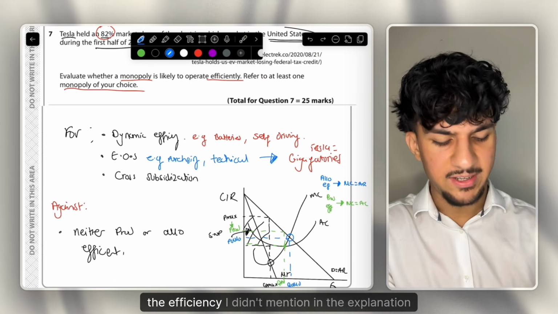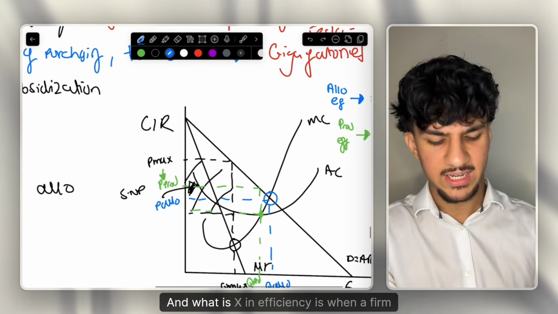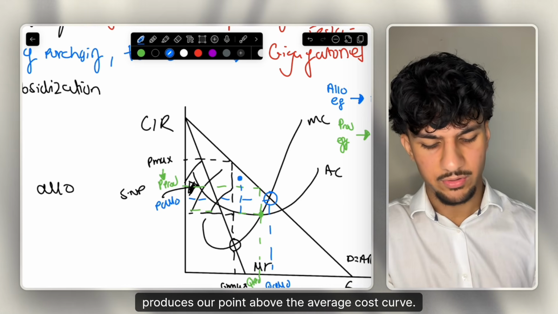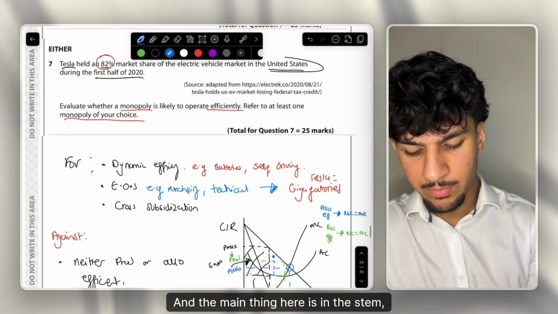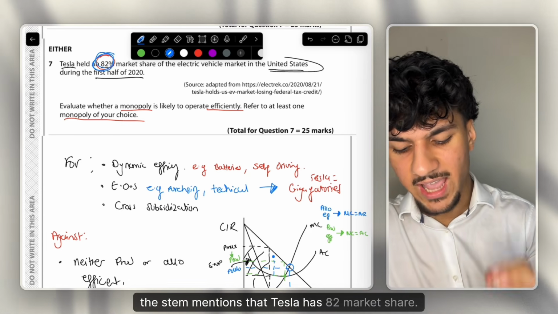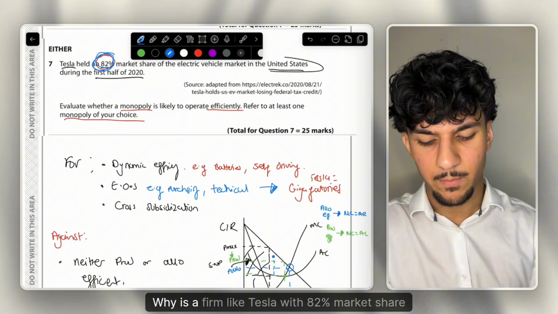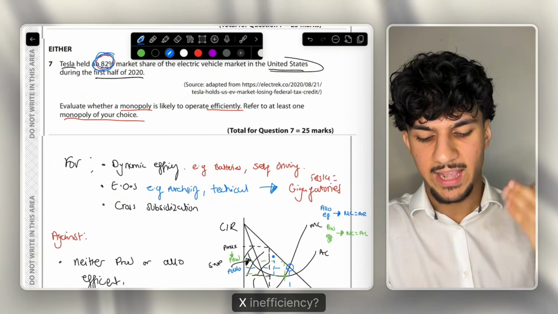And 100%, the efficiency I didn't mention in the explanation, you could mention X-inefficiency. And what is X-inefficiency? It's when a firm produces at a point above the average cost curve. And why could that happen to Tesla specifically? The main thing here is in the stem. The stem mentions that Tesla has 82% market share. Now, try to ask yourself this question: why is a firm like Tesla with 82% market share more likely to experience X-inefficiency?